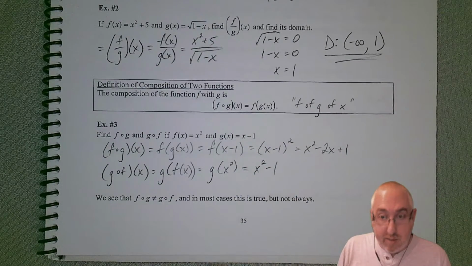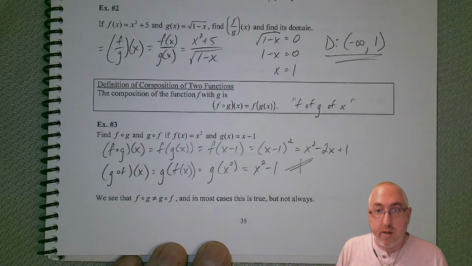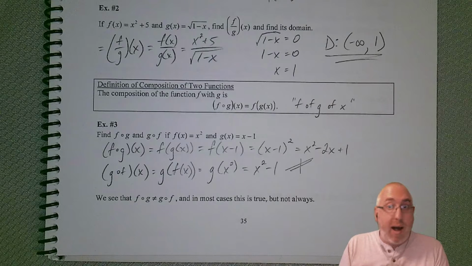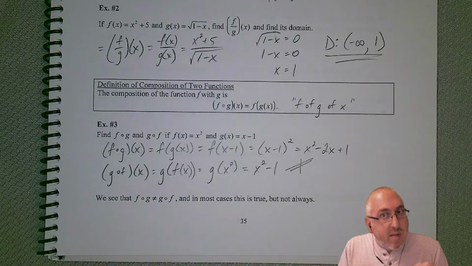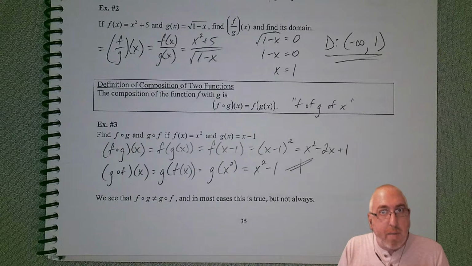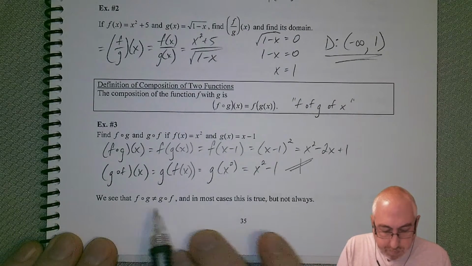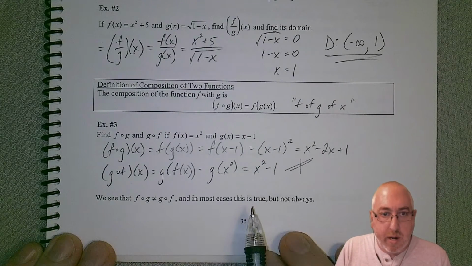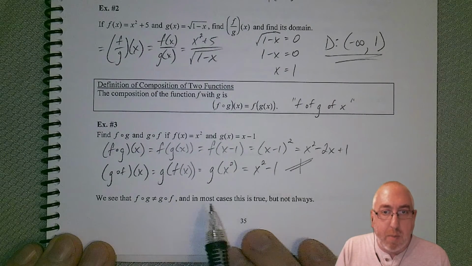And that's it. And we can see that these are not equal to each other. So how we order that composition is going to be important. It does make a difference. We will see some instances where they come out to be the same, but most of the time they should not. And that's the concluding statement here. So we see that f of g is not equal to g of f, and in most cases this is true, but not always.